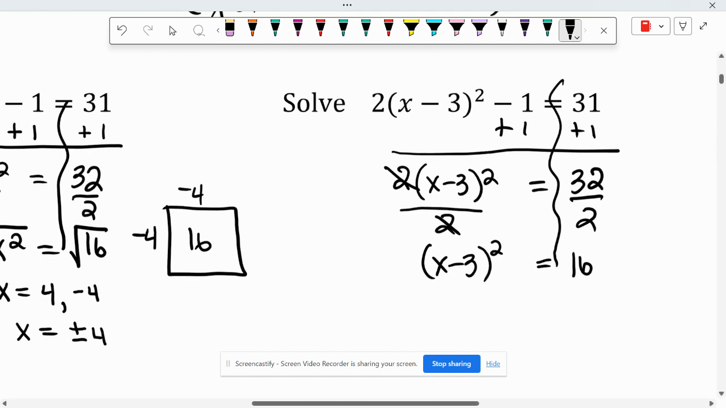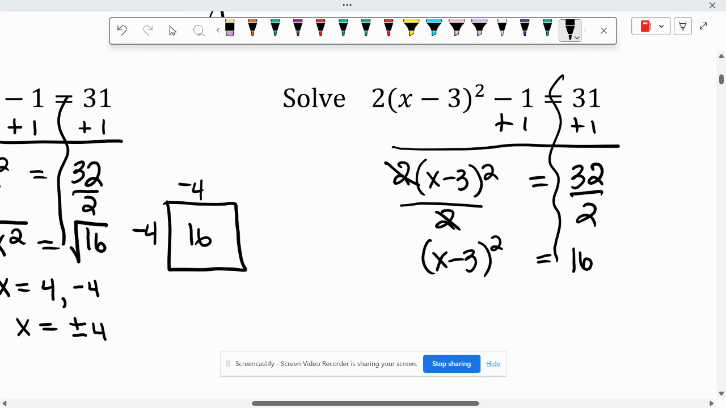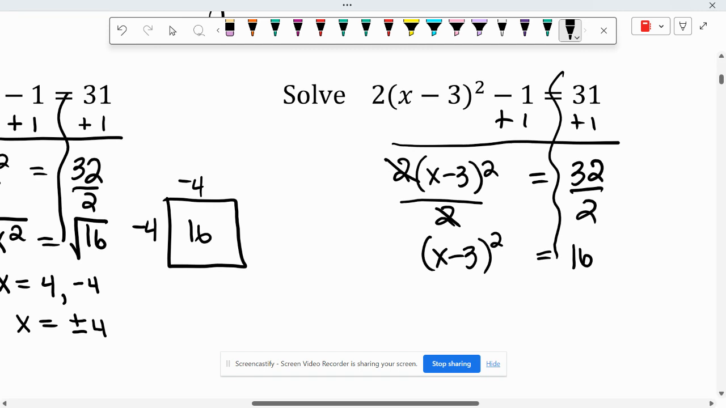How do I get rid of the 2 on the outside? I divide. I didn't FOIL it out. I can't do 2 times x because that x is in a parenthesis, right? And that parenthesis is being squared. Nope, I'm not FOILing that out. I'm leaving that just the way it is for a second. So do you see what I have now? Dividing both sides by 2.